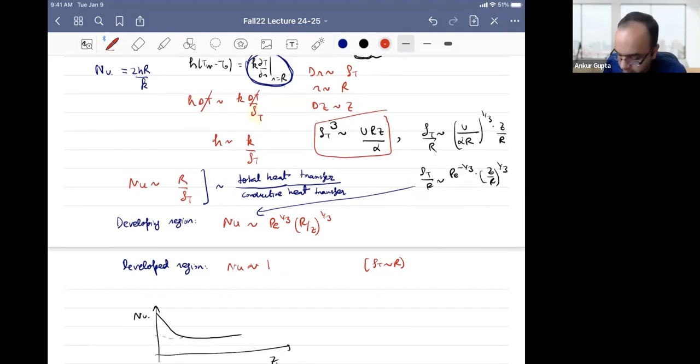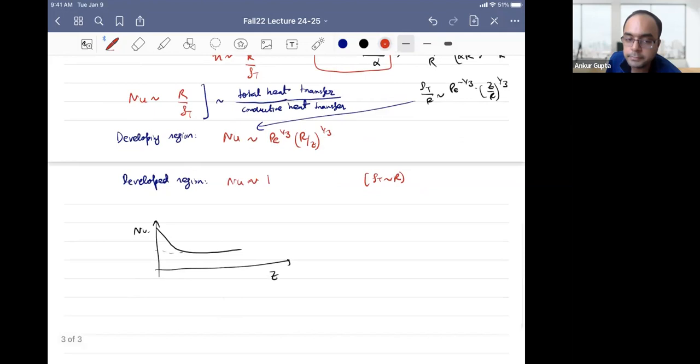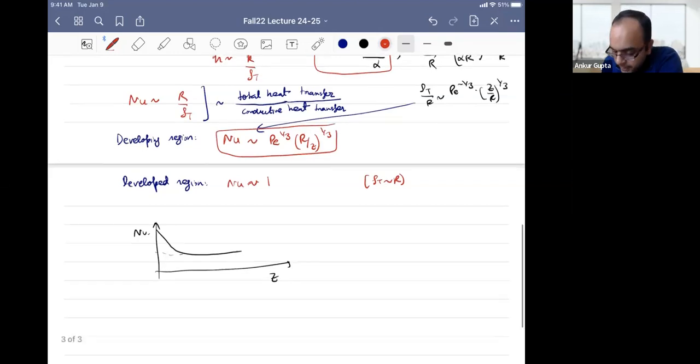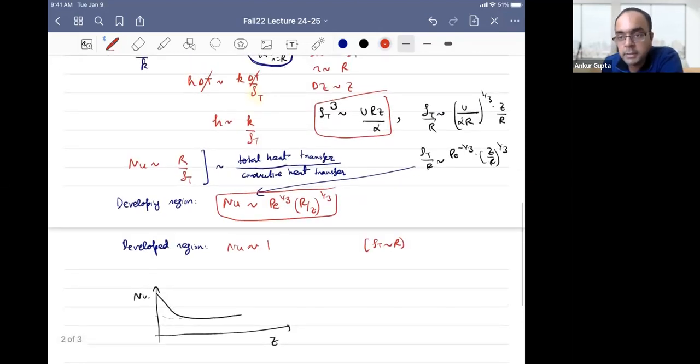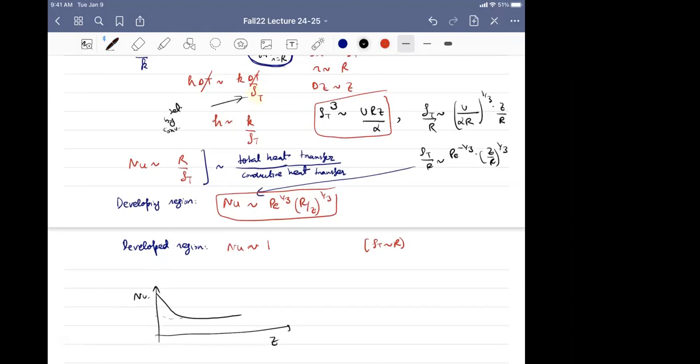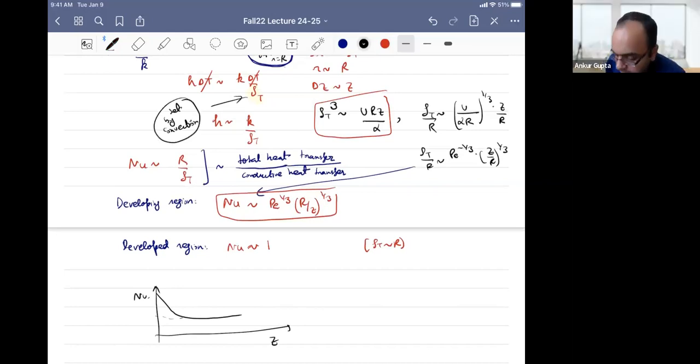And in the developing region, we see why this becomes very high initially, because that's where the boundary layer thickness is so small. That's where the maximum heat transfer happens. Okay. Does it make sense to everyone? Any questions here? So this is set by convection. What do you mean by set by convection? I'm still having a hard time.